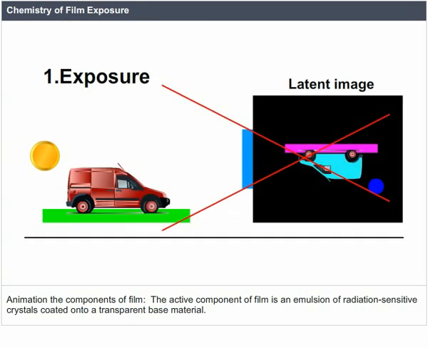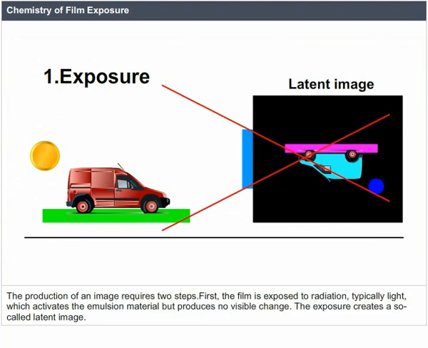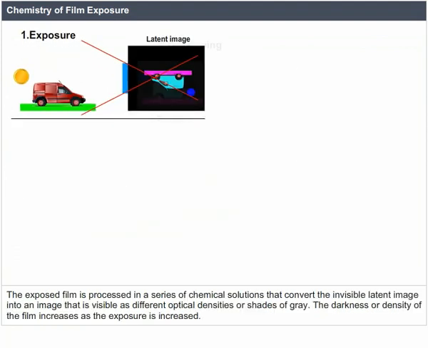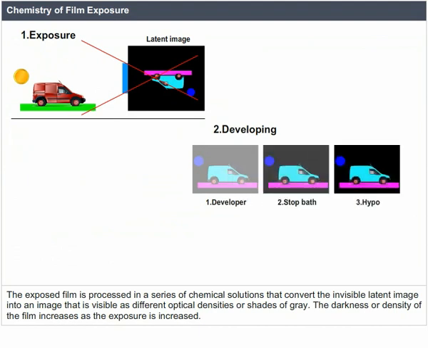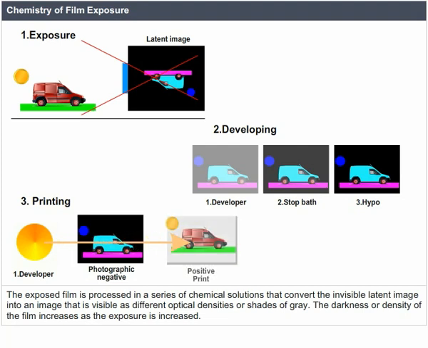Animation: the components of film. The active component of film is an emulsion of radiation-sensitive crystals coated onto a transparent base material. The production of an image requires 2 steps. First, the film is exposed to radiation, typically light, which activates the emulsion material but produces no visible change. The exposure creates a so-called latent image. Second, the exposed film is processed in a series of chemical solutions that convert the invisible latent image into an image that is visible as different optical densities or shades of gray. The darkness or density of the film increases as the exposure is increased.